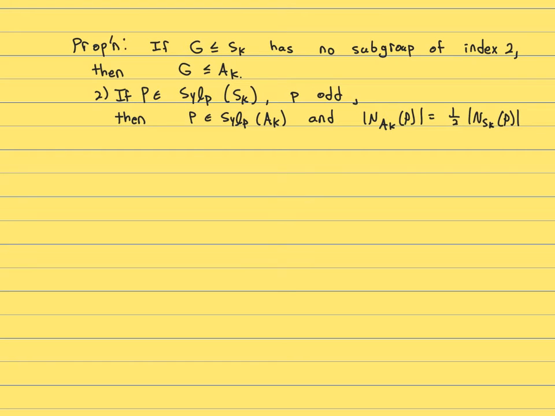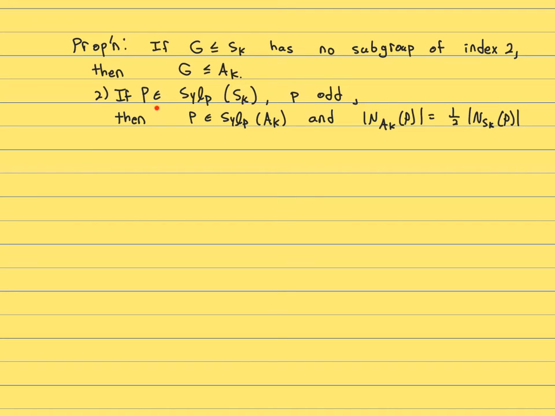Alright, so sometimes it's good to work with the alternating group instead of the symmetric group, because this allows you to reduce a power of 2. And in order to do that, you can rely on the following proposition. If you have a subgroup of the symmetric group that has no subgroup of index 2, then it's actually a subgroup of the alternating group.